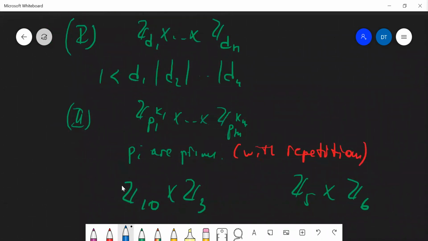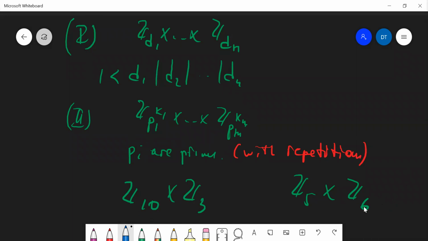Tell me. Is it presented in the first form? No, because 3 doesn't divide 10 and 10 doesn't divide 3. So it's not in the first form. But it's also not the second form, because 10 is not a power of a prime number.